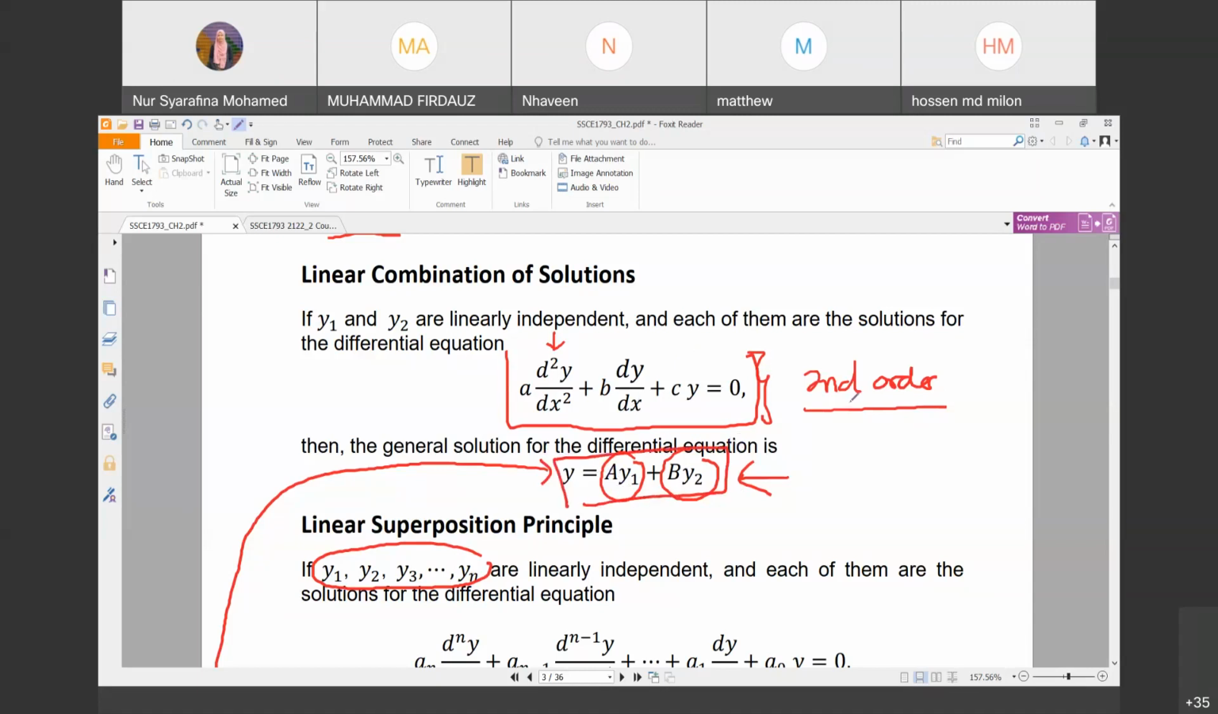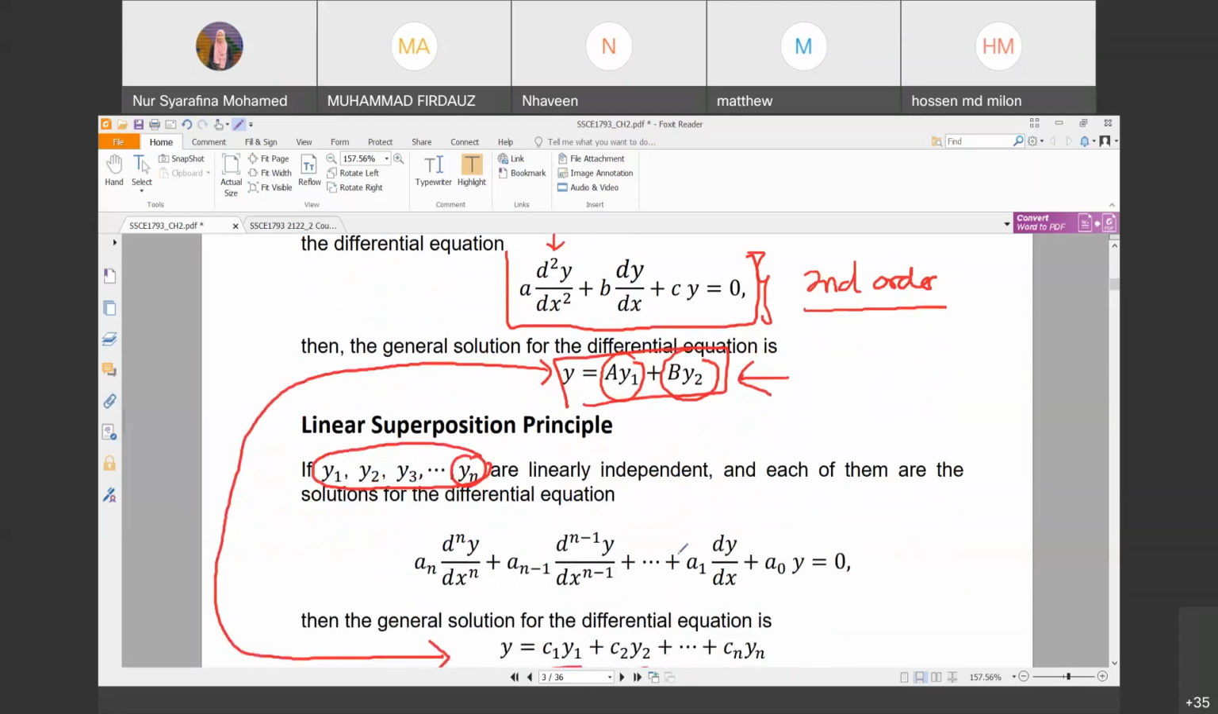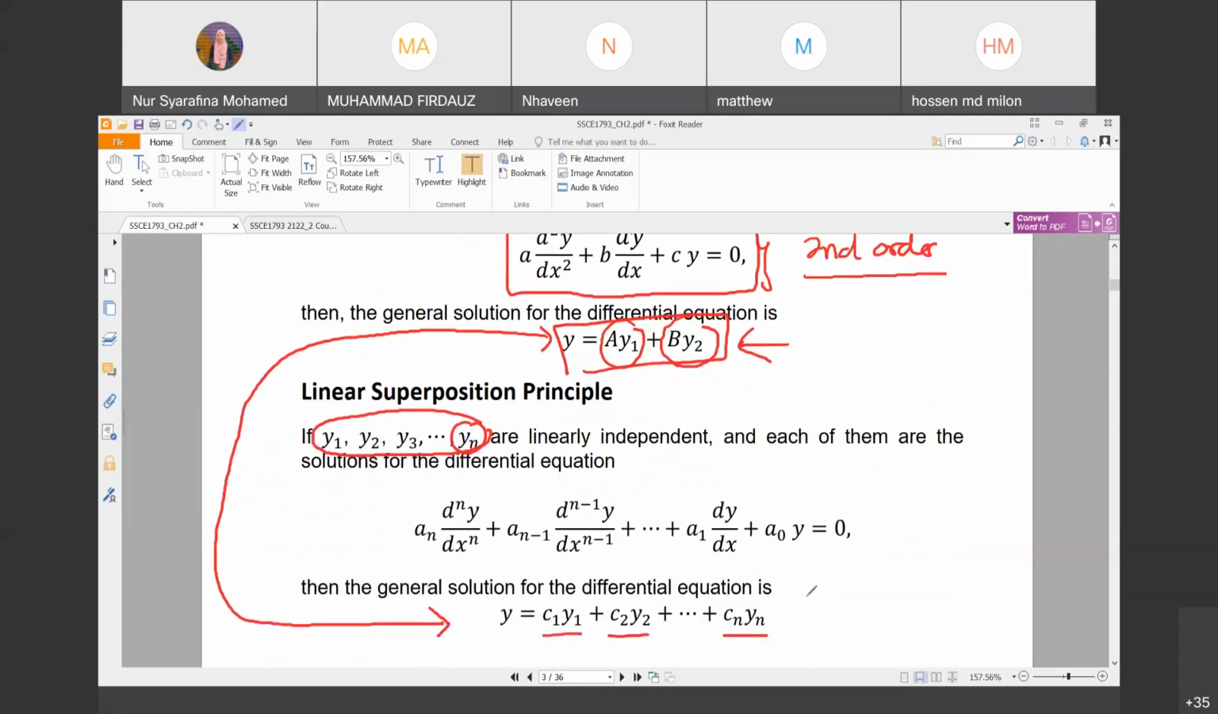So if you have second order, you will have up to two solutions. Combine both. If you have up to nth order, you are going to combine all the solutions up to n solutions, where we use the linear superposition principle. So the process of adding all solutions together here is based on this principle, the linear superposition principle.